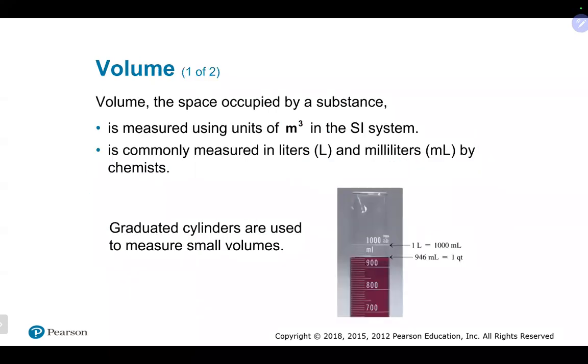So let's talk a little bit about volume. Volume is the space that's occupied by a substance. It's measured in units of meters cubed as the SI unit. Now you might be wondering how we get there in terms of meters cubed being a volume. I would say that probably the most common sort of volume that we see are these two units here, which is liters and milliliters. And the relationship between those two is there is 1,000 milliliters in 1 liter.